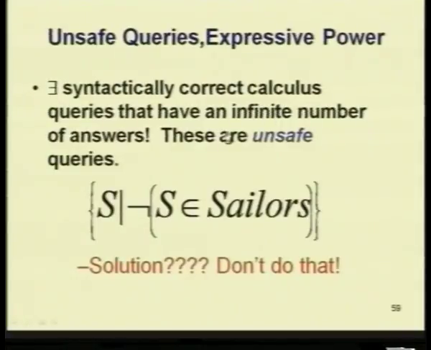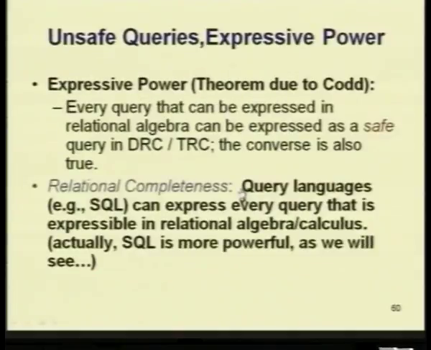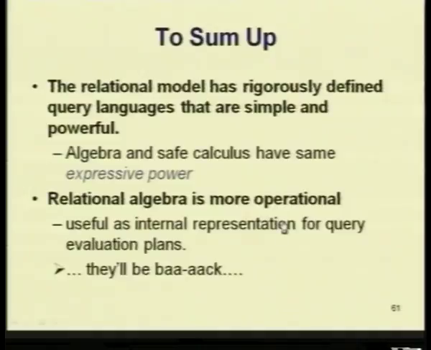So, there is again the unsafe query problem. There exist correct calculus queries that have an infinite number of answers. These are called unsafe queries. As far as the expressive power is concerned, there are theorems that say that every query that can be expressed in relational algebra can also be expressed in TRC. So, this is the relational completeness which you have already discussed.